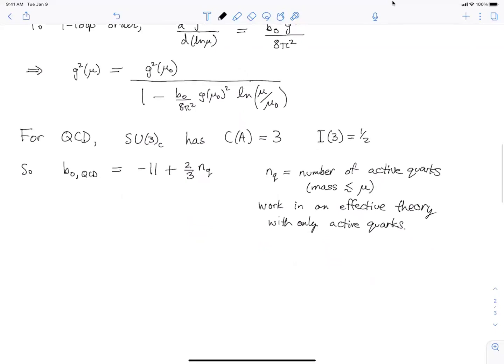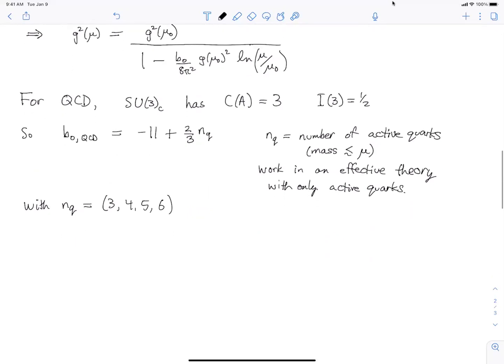Okay, so if you plug in the number of quarks, possible things that would be interesting are 3, 4, 5, and we think the most there are is 6, if you include the top. Then the value of B0 for QCD is going to be -9, -25/3, -23/3, or -7. The key thing about these numbers is they're all negative.